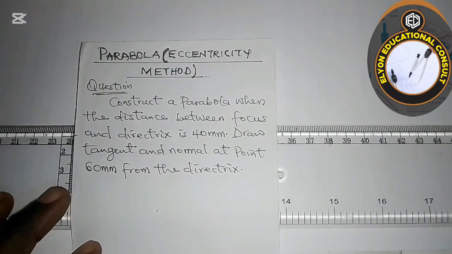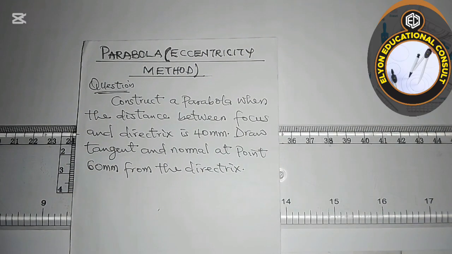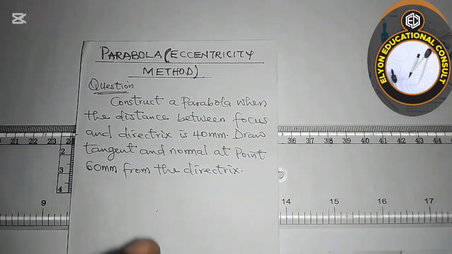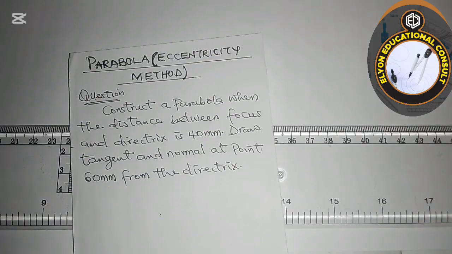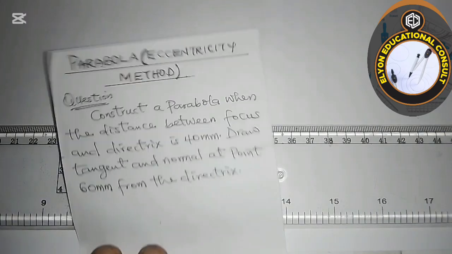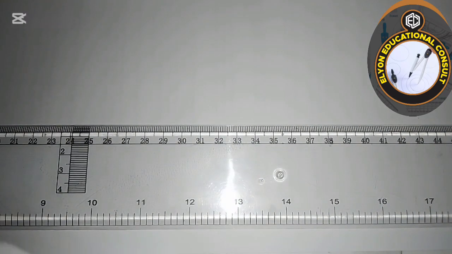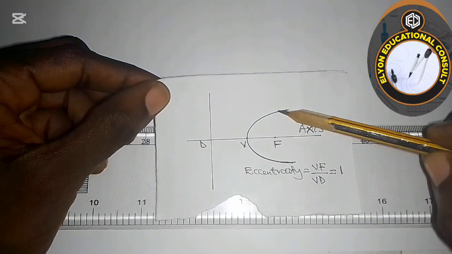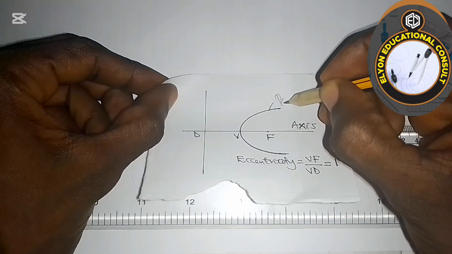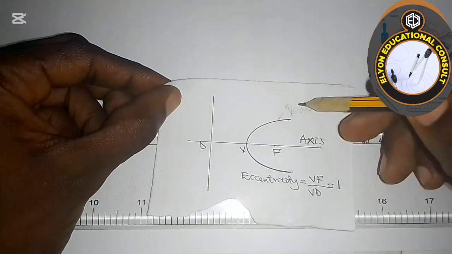Now, before we dive into solving this particular question, we need to know what the eccentricity of a parabola is. The eccentricity of a parabola is 1. It is the ratio of the distance between a point on the parabola and the focus to the distance between the same point and the directrix. Now let me show us something using this illustration here. This is the parabola we're about to construct.